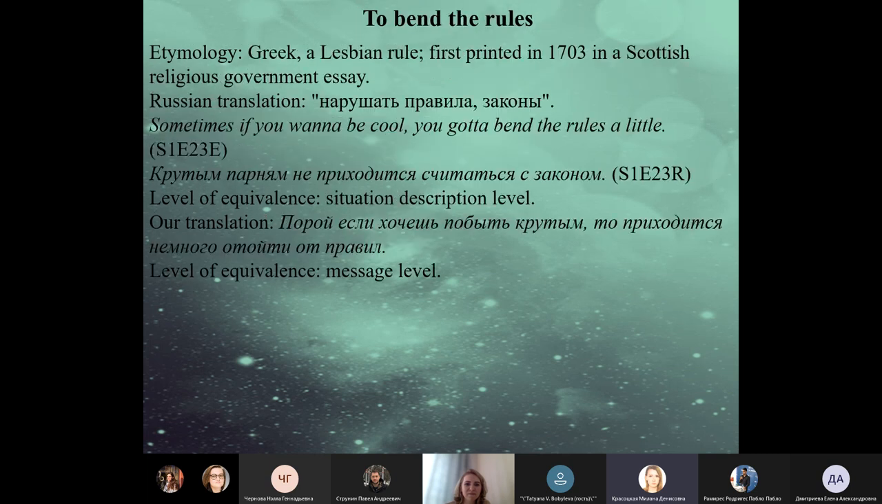Next, to bend the rules. This idiom's etymology is peculiar. Initially, the phrase referred to a lesbian rule, a bendable lead stick used by Greek masons to measure the cone circumference in the island of Lesbos, as well as to draw irregular curved lines, which were mentioned by Thomas More in 15th and 16th centuries. However, the expression to bend the rules was first printed in 1703 in one of Scottish religious government essays.